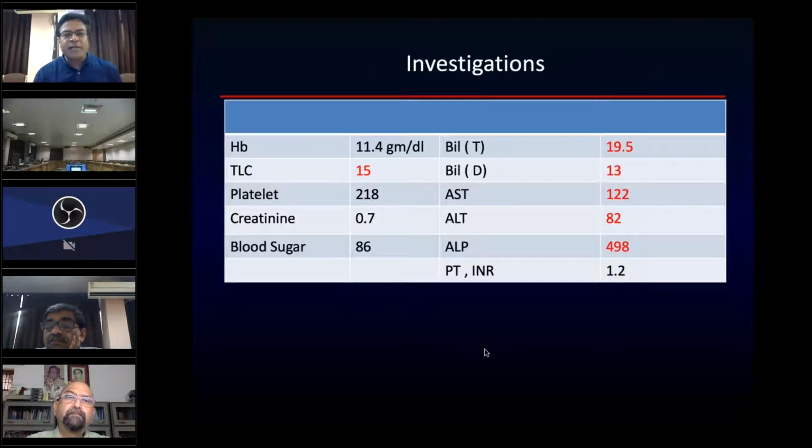Investigation revealed a total leukocyte count of 15,000. Bilirubin of 19.5, direct of 13, raised transaminases, and alkaline phosphatase to the tune of around 500.